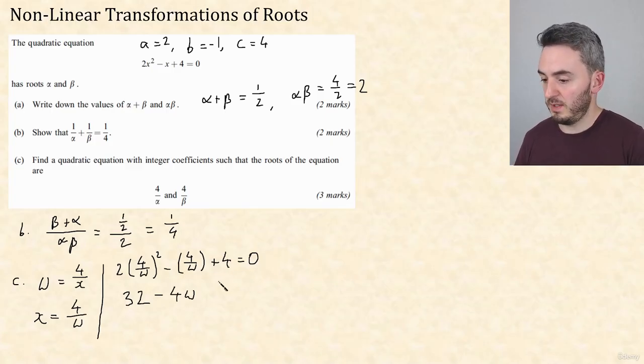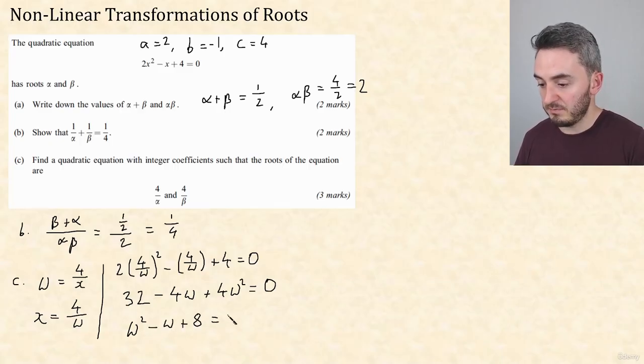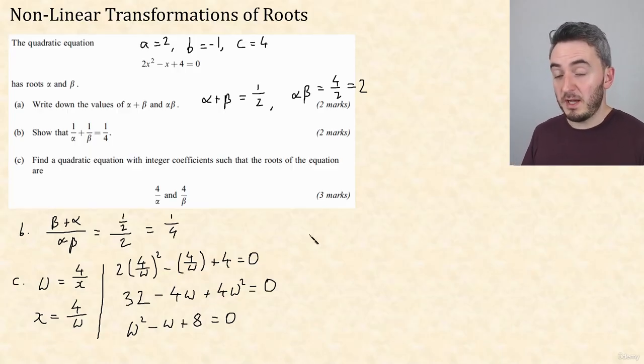And here, when I multiply through by w squared, I get 4w squared. This can obviously be simplified down by dividing through by 4. And we get w squared minus w plus 8. And there's the answer. So personally, I think that's almost always the quickest way to solve these.